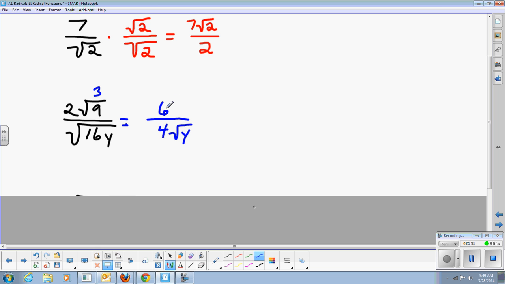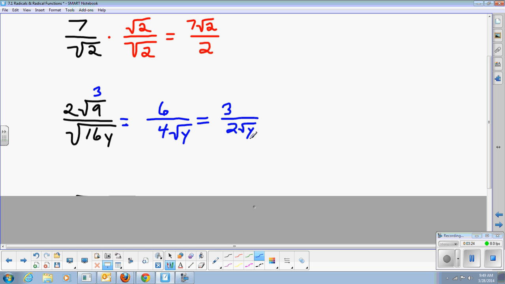Well, notice I have a 6 and a 4 here. Let's simplify those, make it easier for us. Both of those are divisible by 2, so then I have 3 over 2 times the square root of y. I divided both 6 and 4 by 2, so I have 3, and 4 divided by 2 is 2, times the square root of y.